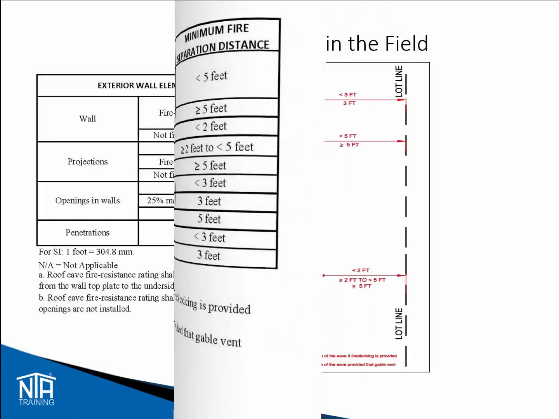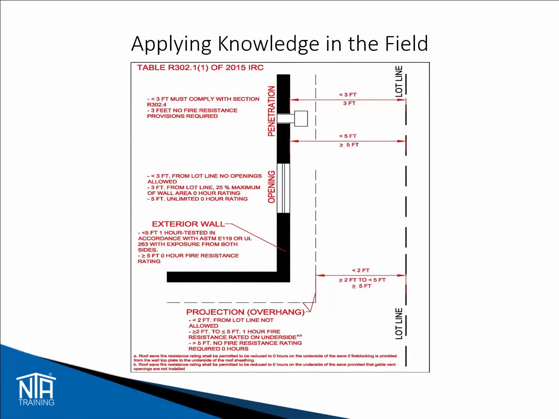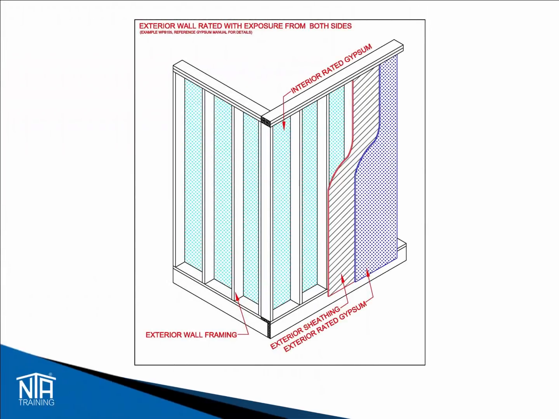R302.1.1. This figure demonstrates how to measure for the requirements of table R302.1.1. Here is an example of how a wall can be rated for exposure from both sides when it is less than 5 feet from a property line, as required in table R302.1.1.